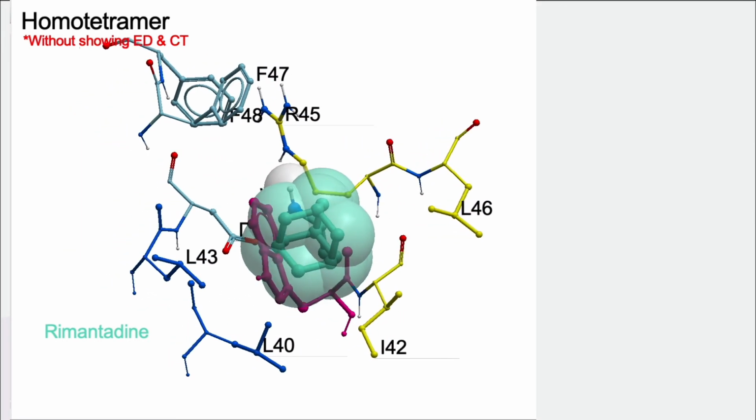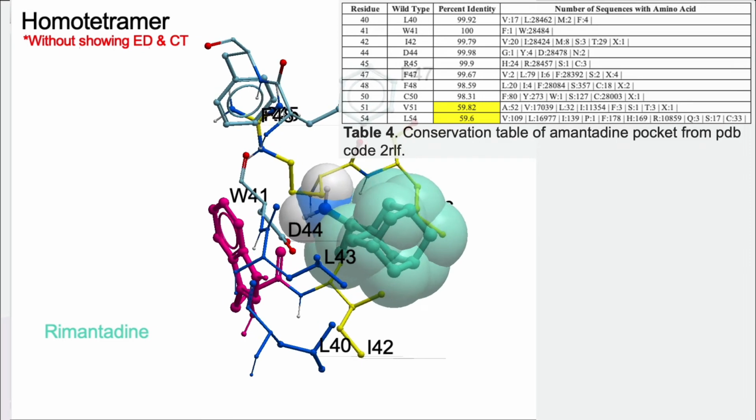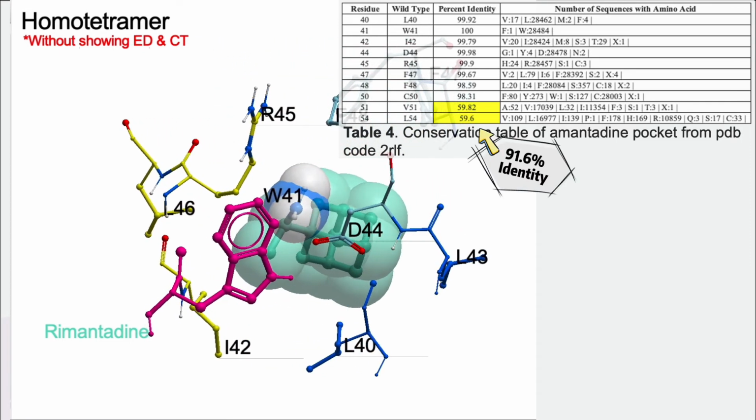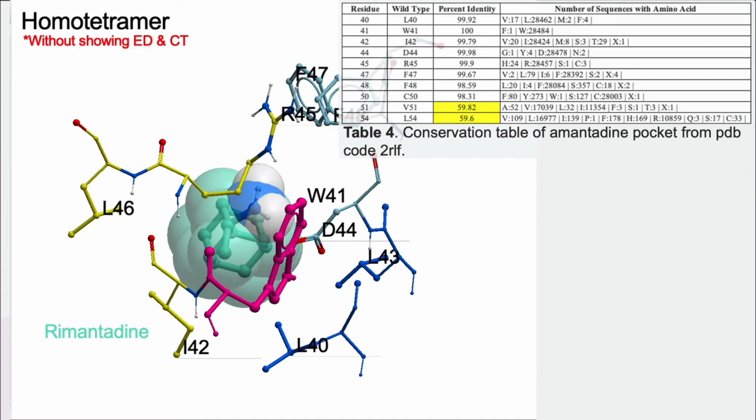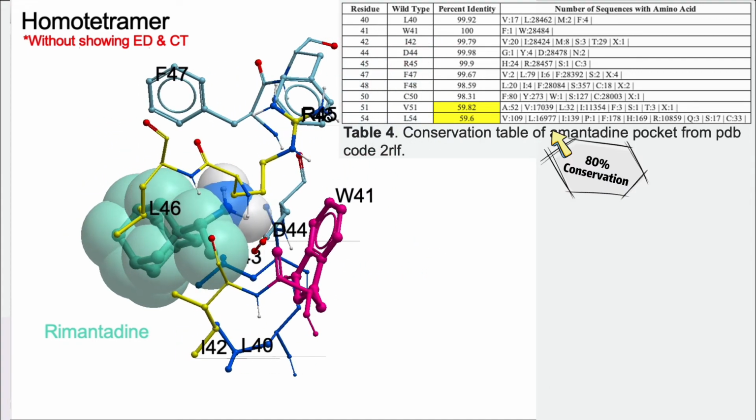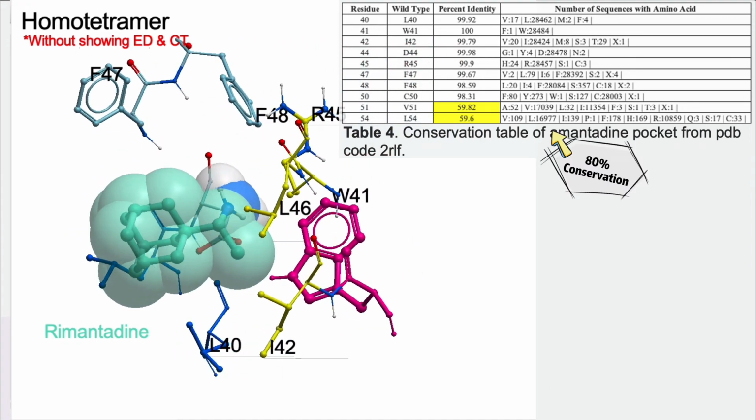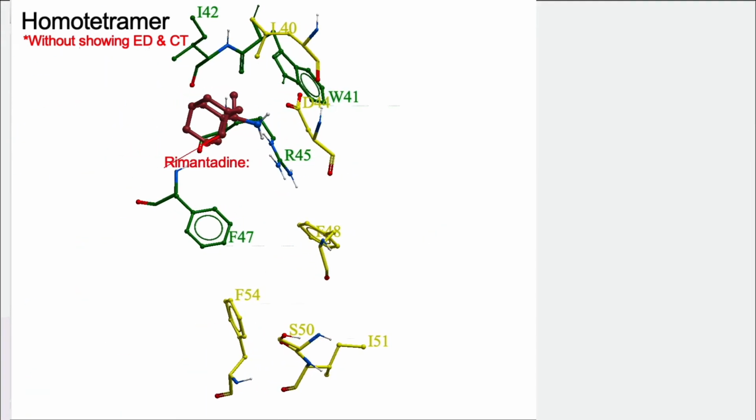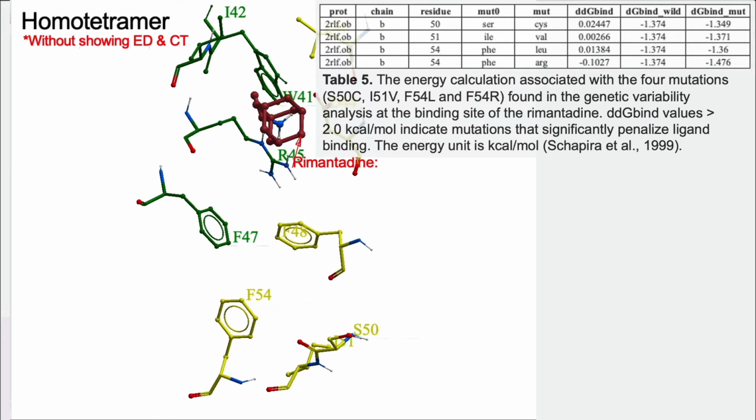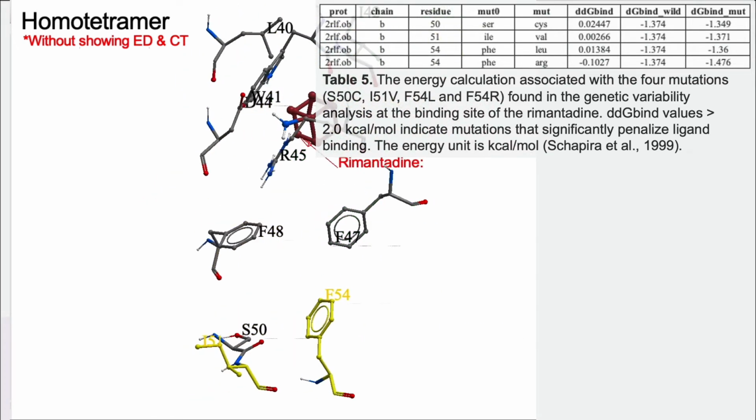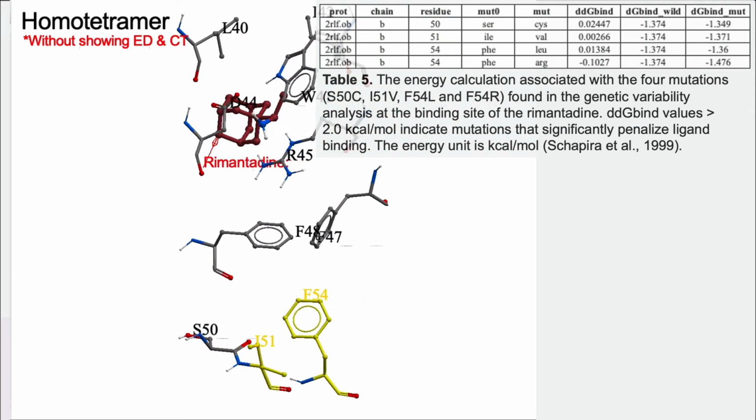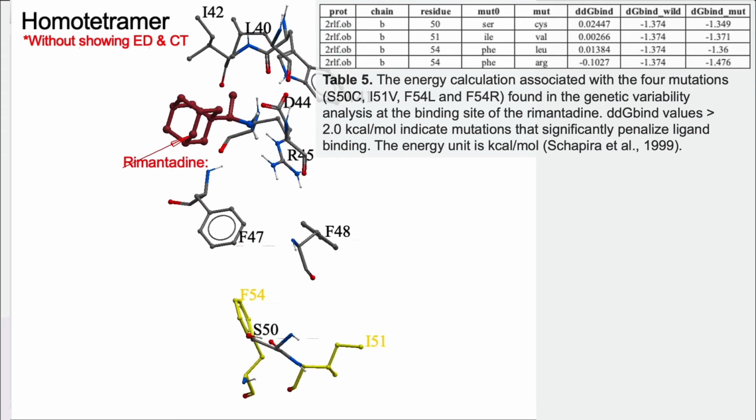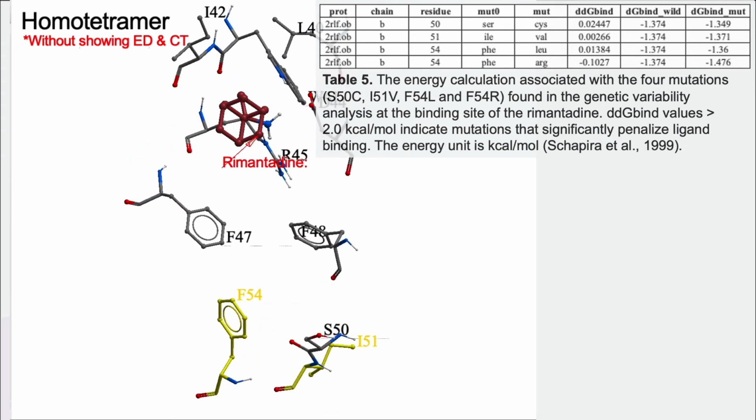A multiple sequence alignment indicates 91.6% sequence identity and 80% sequence conservation among the 10 residues lining the pocket of rimantadine. And for the positions that are not well conserved, the negative DDG bind values indicate that the mutations will not affect binding with rimantadine, shown in Table 5.